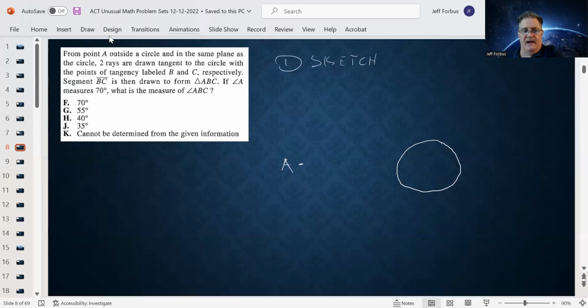From a point A outside a circle and in the same plane as the circle, 2 rays are drawn tangent to the circle. Stop. 2 rays. So 2 rays are drawn tangent to the circle. So that means one ray is going to go like this and the other ray is going to go like that. They're going to be tangent to the circle. That means they're going to touch one point on the circle.